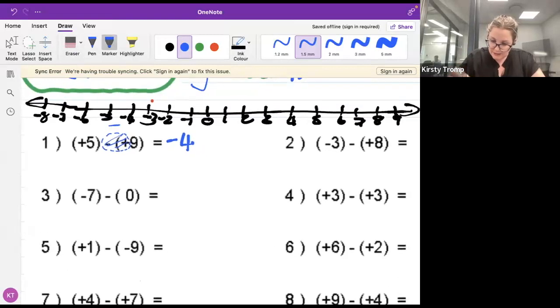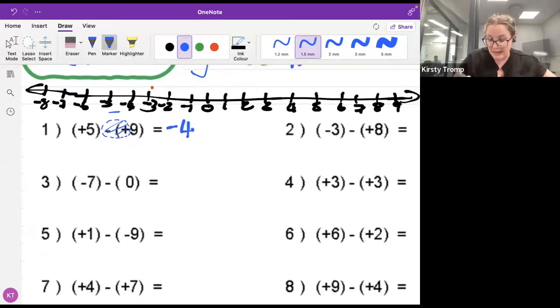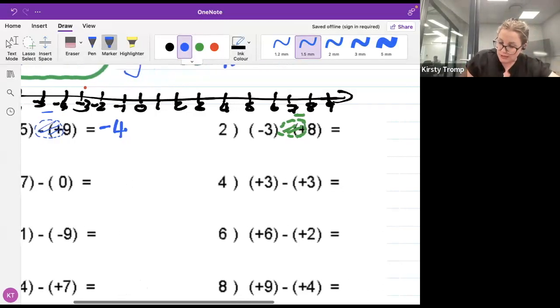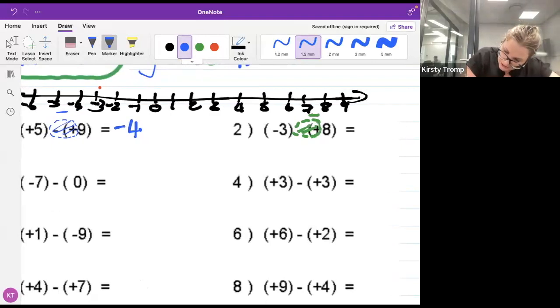Let's go have a look. I've got negative 3 minus positive 8. I see two signs next to each other, so I'm going to draw a circle around those. A negative and a positive: I'm going to cross them out, and it becomes a negative. So I've got negative 3 minus 8. I would start at negative 3 and move minus 8 on my number line. My number line is not big enough, but hopefully yours is. That would give me an answer of negative 11.